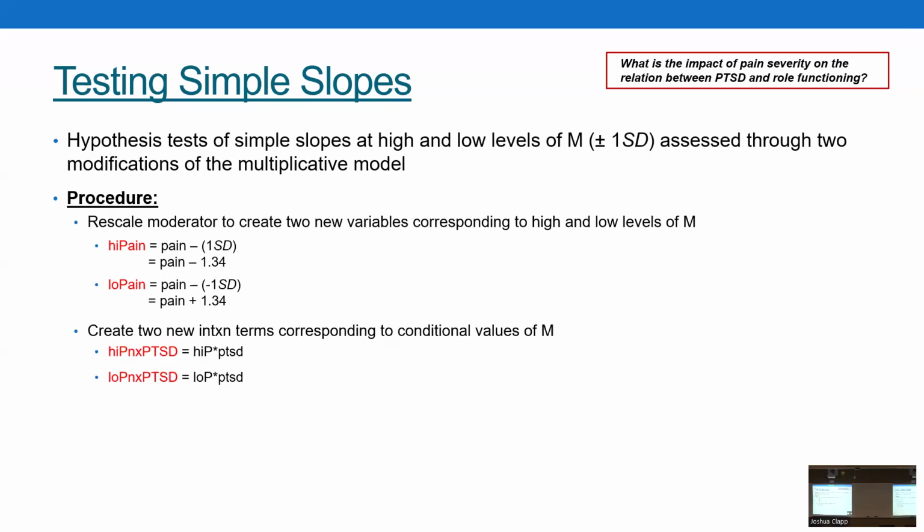Okay. So what I've got now is 4 new variables in my set. I have a variable for high pain, a variable for low pain, and then an interaction of high pain by PTSD and an interaction of low pain by PTSD. I have 4 new columns in my data set for this. And then I'm going to analyze separate regression models for these continuous effects.